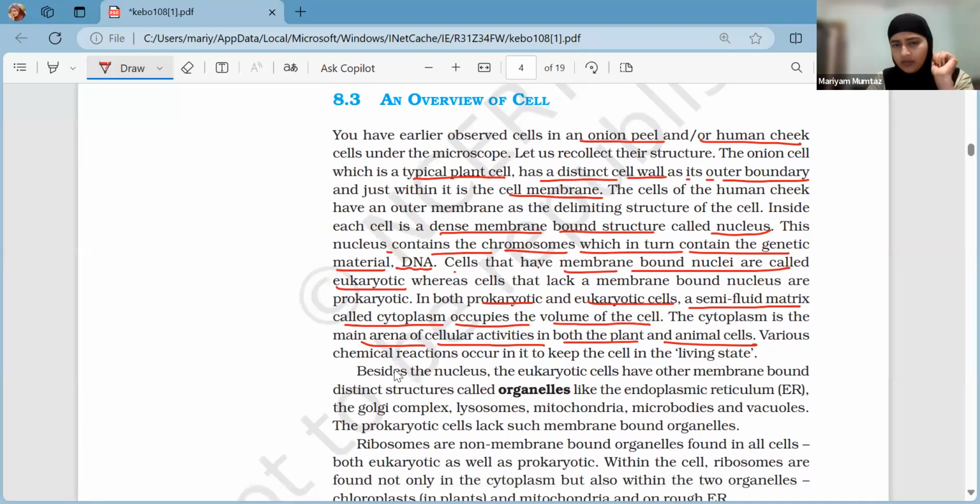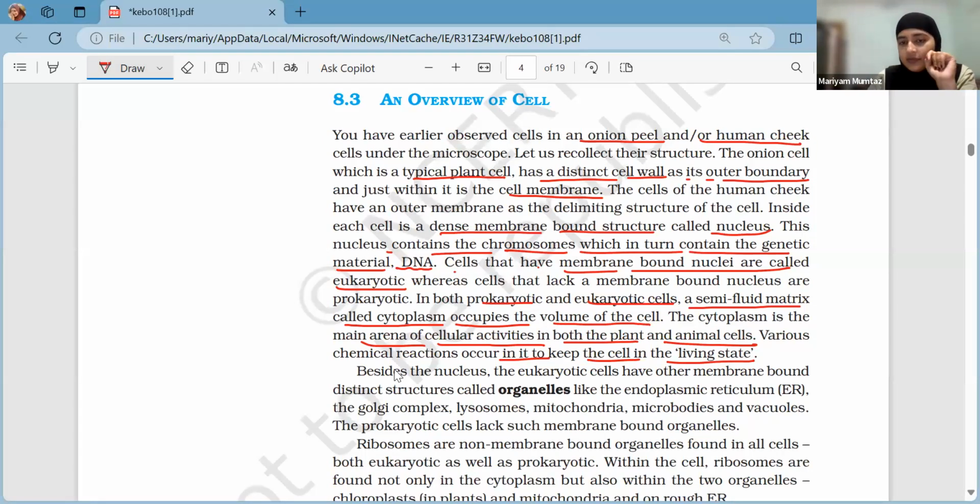Okay, now various chemical reactions occur inside the cytoplasm only, to keep the cell in the living state, because the cell cannot stay still. If the cell is still, then the cell is dead. So the cell has to constantly do something. It can't sit idle. Okay.